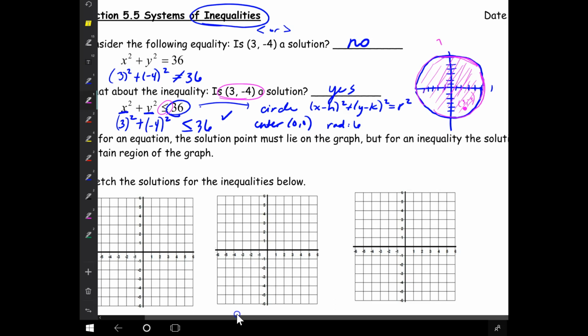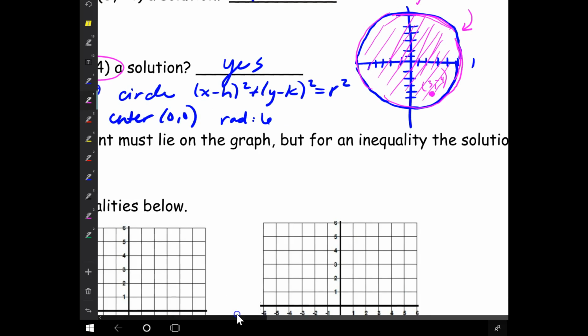And so like if, for example, I'd say x squared plus y squared is less than or equal to 36, my answers would lie in the shaded region. So we can even just say that. Answers shaded.